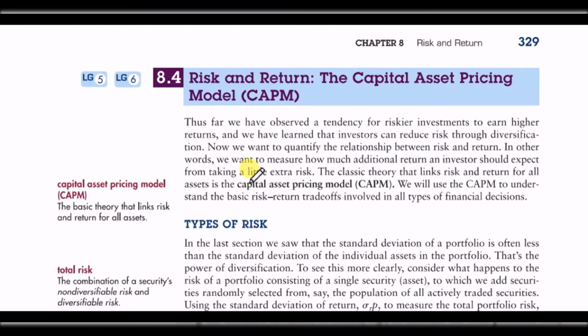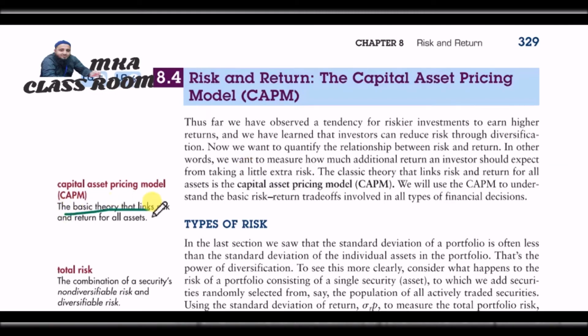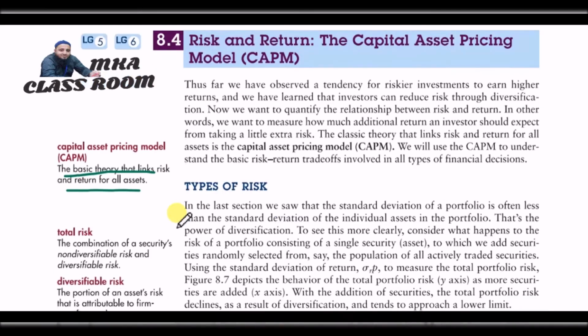Now we want to quantify the relationship between risk and return. In other words, we want to measure how much additional return an investor should expect from taking a little extra risk. The classic theory that links risk and return for all assets is the capital asset pricing model.